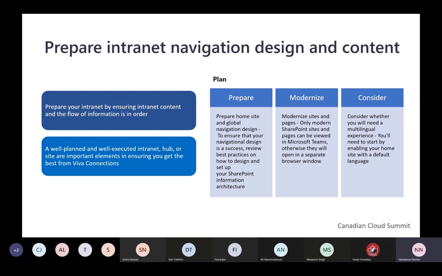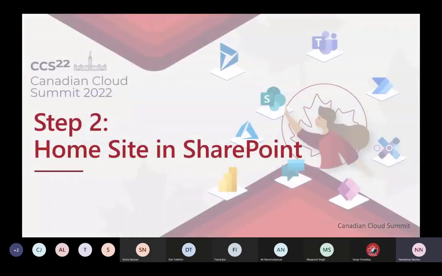The permissions that will be required here are very simple. Your SharePoint administrator can help you to create the home site as well as, if needed, hub sites. And then the site owner of the home site can enable the global navigation, and the site owner as well as site member permissions will be required to customize any kind of site level navigation. So with that, let's get into step two, how you can set up your home site in the intranet.